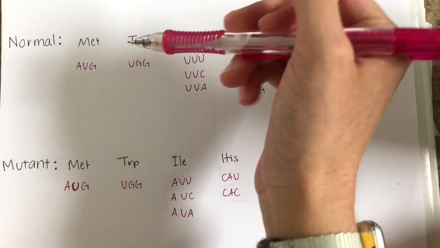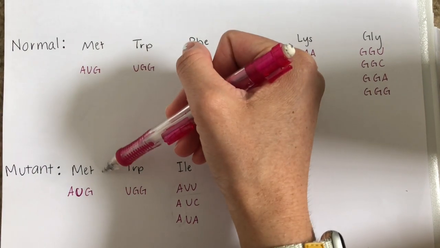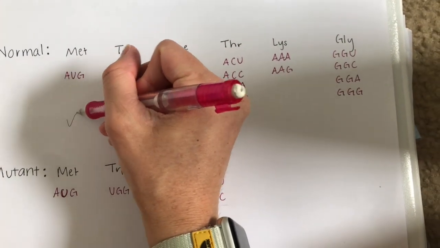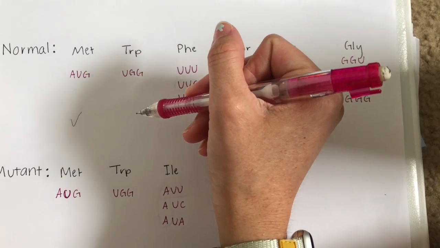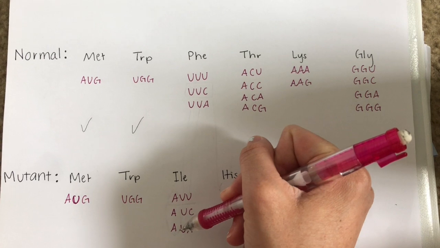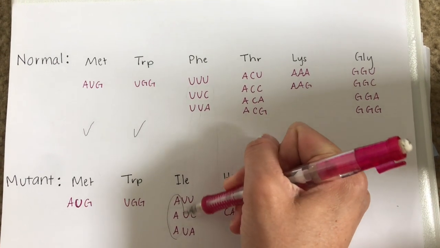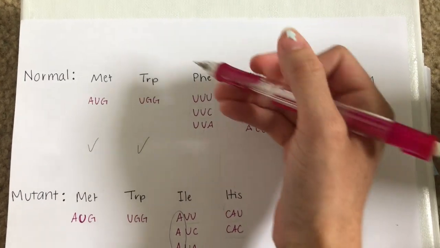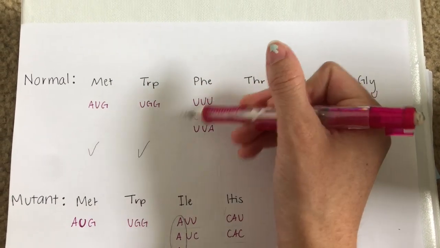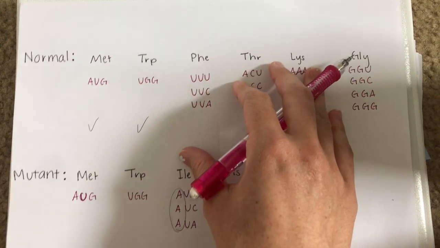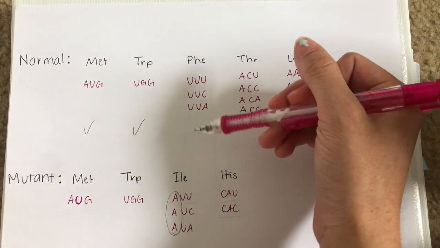So for the normal and the mutant, we know it starts with AUG, so that stays the same. And then the next one is UGG, so that stays the same. But here we find the insertion of an A. So next, after this A, it was just inserted in here, so it's not going to be able to line up with one of the normal codons.